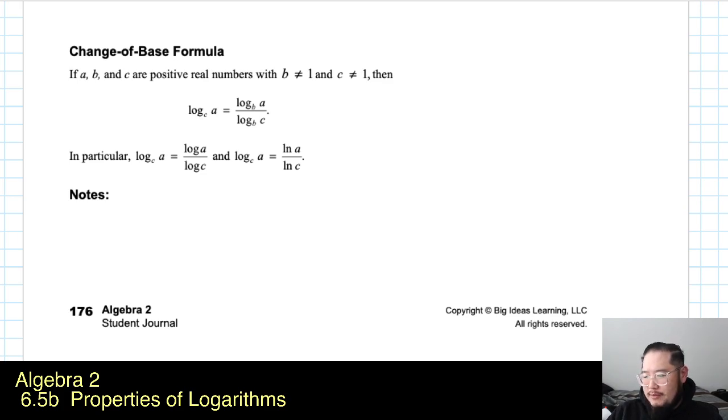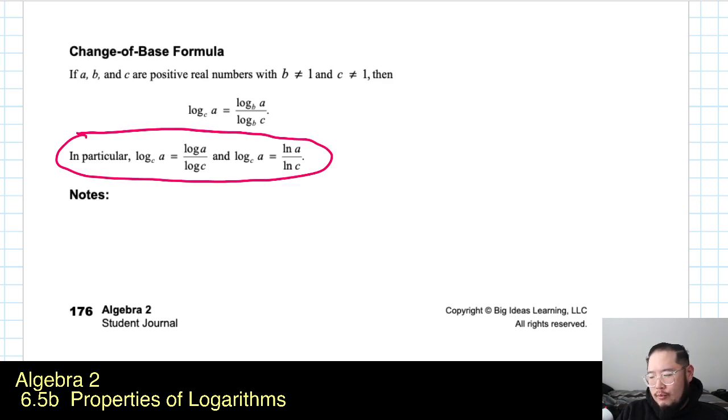Okay, it says if a, b, and c are positive real numbers, b doesn't equal 1, c doesn't equal 1, then you can go ahead and rewrite the function as what you see there. Okay, now I would pay more close attention to this. It's the same thing, but the problems you'll look at will be more pertinent to what you see right there that I circled in red. It says log base c of a is equal to log a over log c.